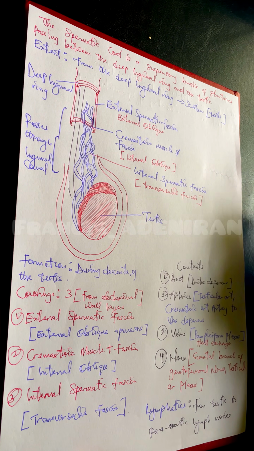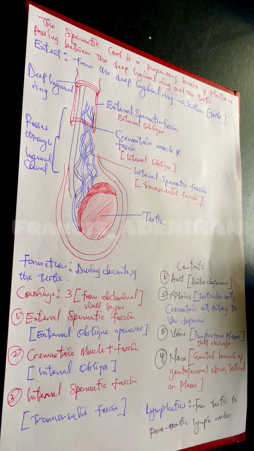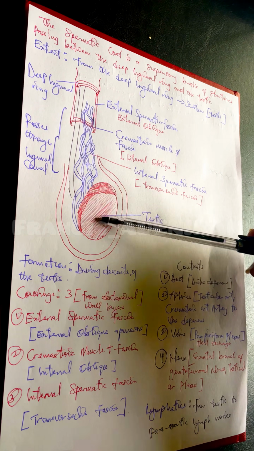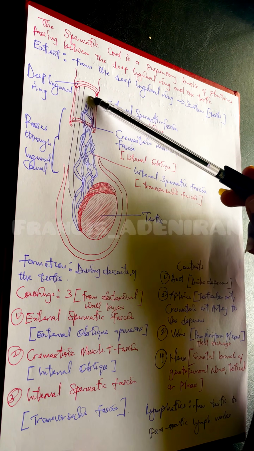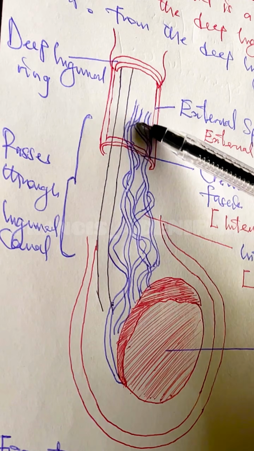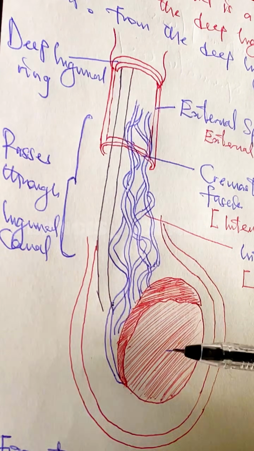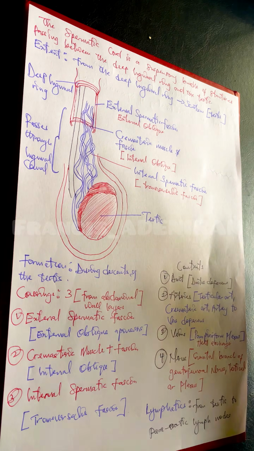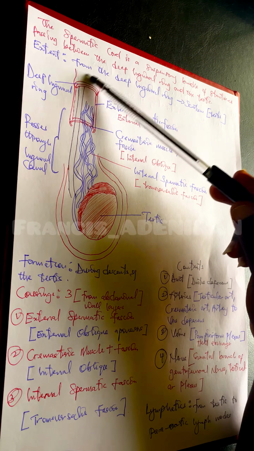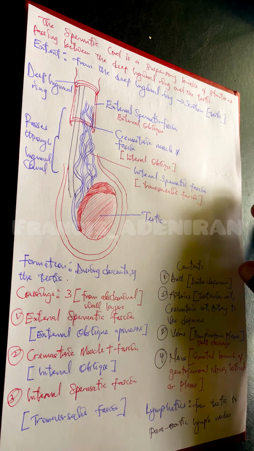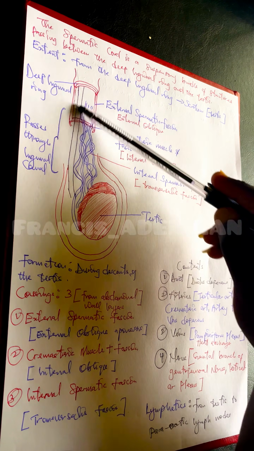So let's move. Now, the spermatic cord is a suspensory bundle of structures passing between the deep inguinal ring and the testis. Let's use this diagram to explain that. Say that spermatic cord is a suspensory bundle of structures passing between the deep inguinal ring here and the testis. The extent, just like we just said, is from the deep inguinal ring to the scrotum. And having said that, let's talk about the labels of this diagram.